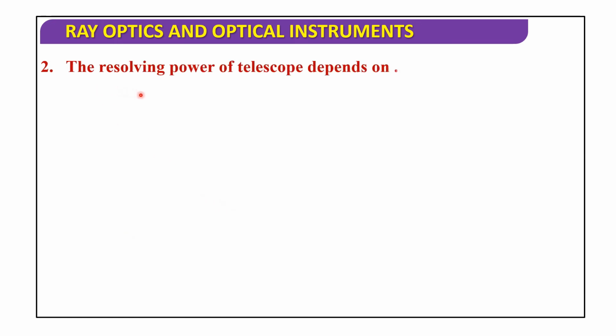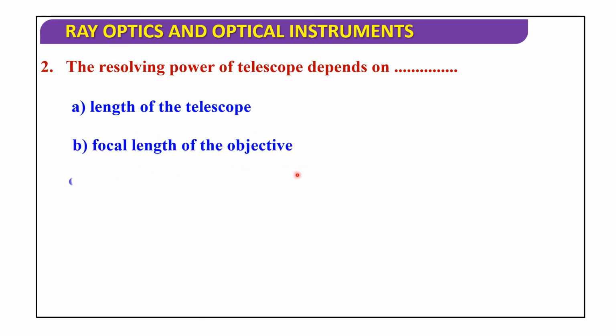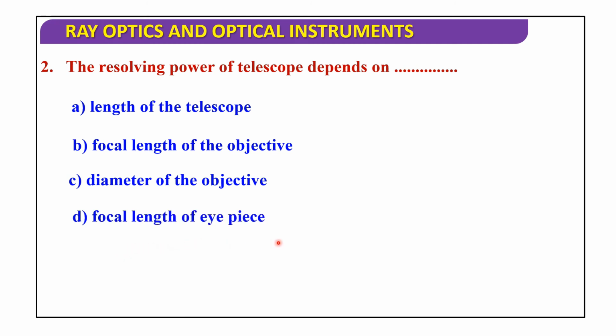Next one: the resolving power of a telescope depends on the length of the telescope, focal length of the objective, diameter of the objective, or focal length of the eyepiece. So the resolving power of a telescope depends on the diameter of the objective.